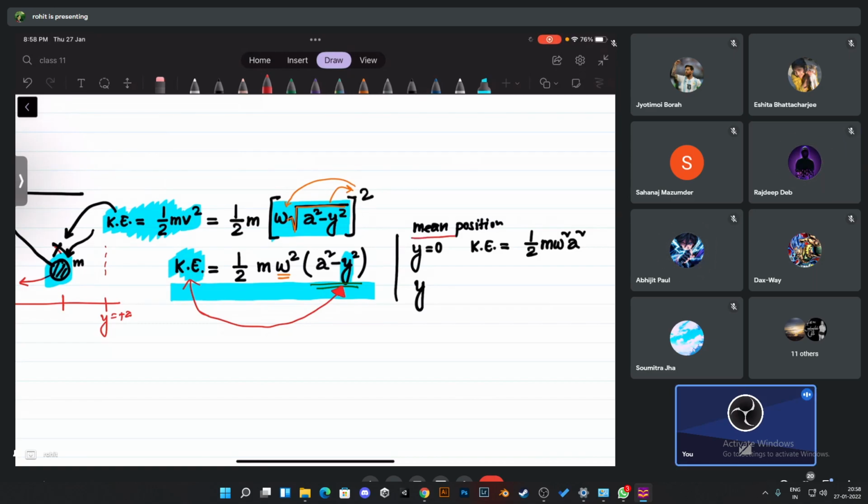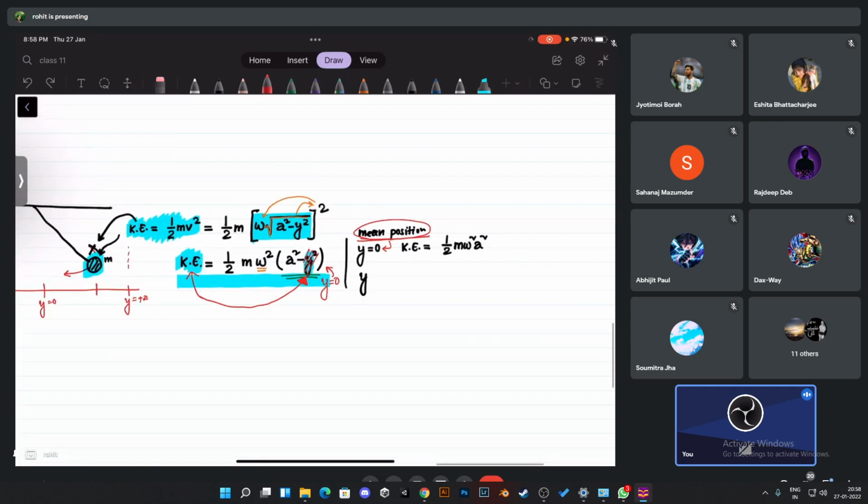I'm just calculating some extra things now. I'm calculating what will happen in the mean position. Mean position means y equal to 0. So you put y equal to 0 in this formula. That means I'm not going to have this term here, right? So it's going to look like this. Now who can tell me: is this kinetic energy or maximum kinetic energy? Maximum kinetic energy, because in the mean position the velocity is maximum, so the kinetic energy is maximum.